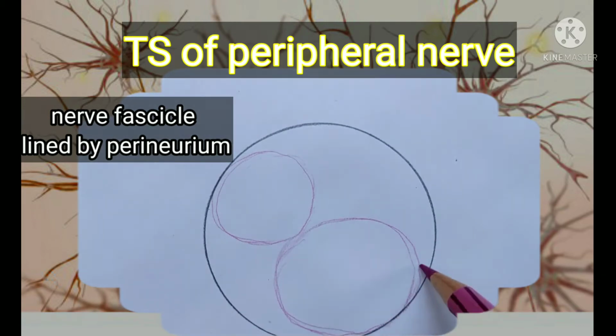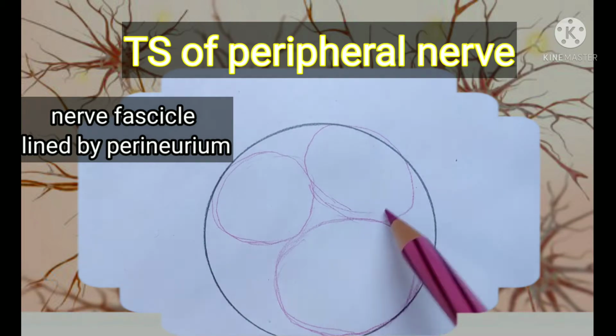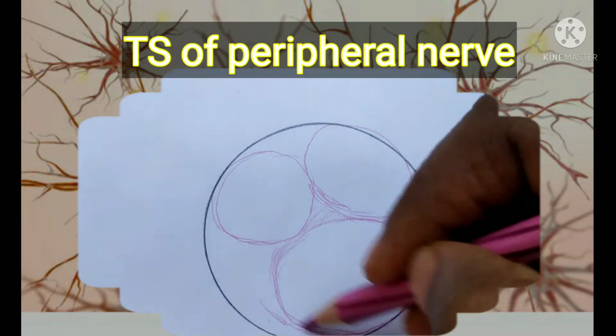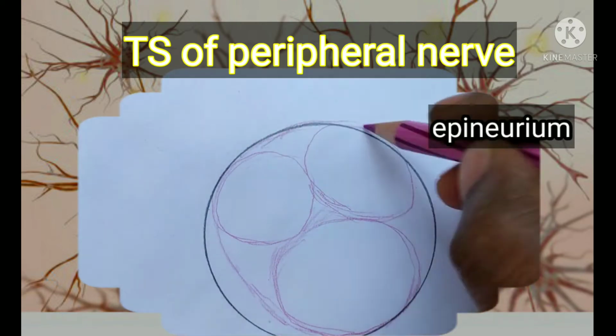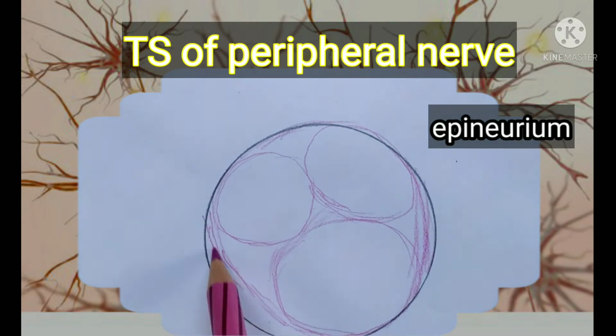The outermost covering is called epineurium, which is almost similar to the muscles. In the muscle we call it mysium, here in the nerve we call it neurium. So epineurium is a connective tissue, a dense irregular connective tissue sheath which surrounds any peripheral nerve.